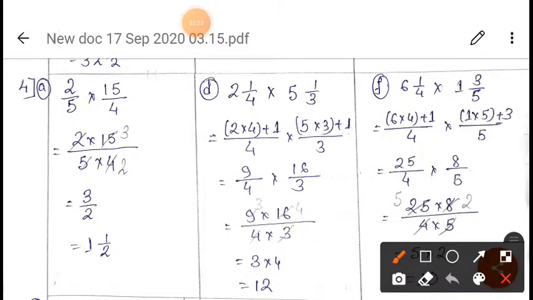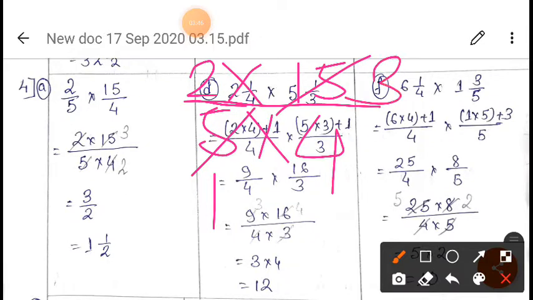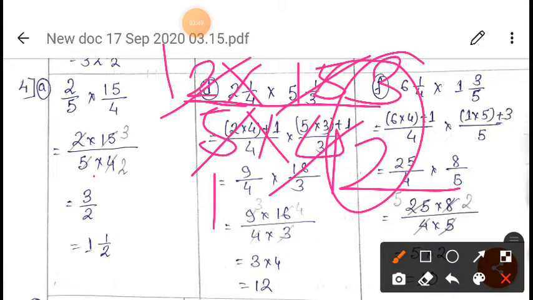As you can see, 2 by 5 into 15 by 4. We can cancel like this, right? 5 ones are 5, 5 threes are 15. We have got 2 into 3 divided by 1 into 4. It is very easy. 5 ones are 5, 5 threes are 15, 2 ones are 2, 2 twos are 4. So we have got 3 by 2, as you can see.